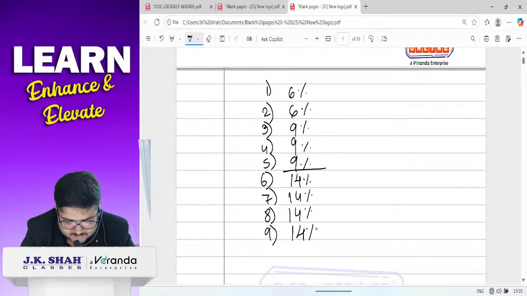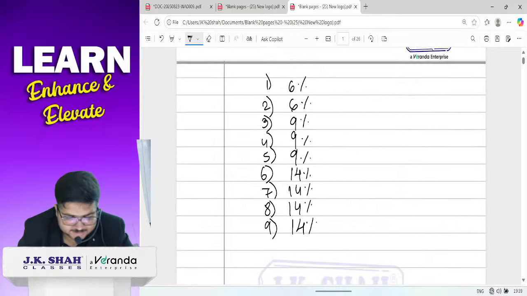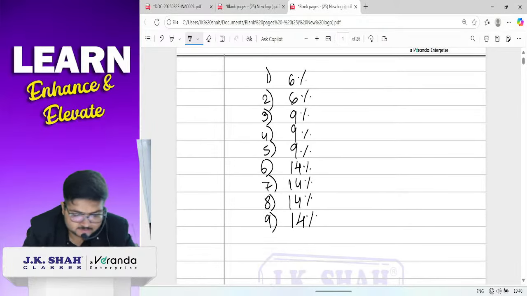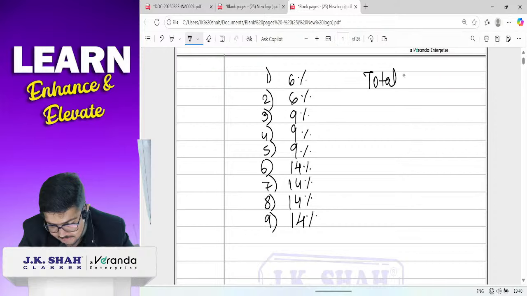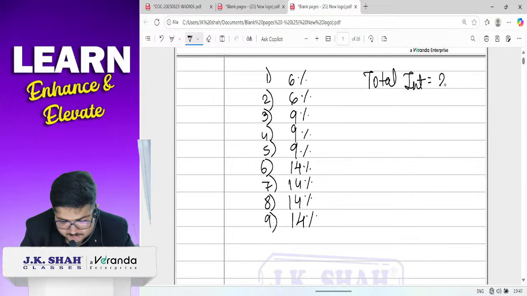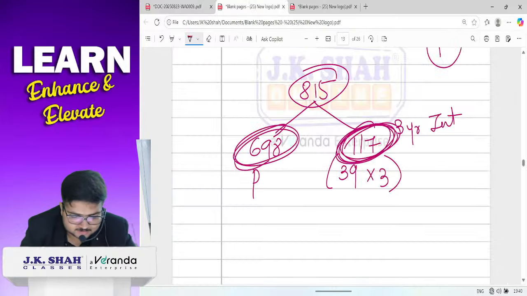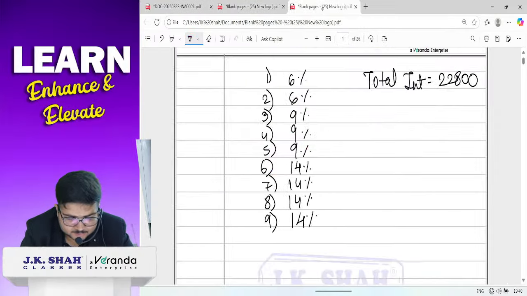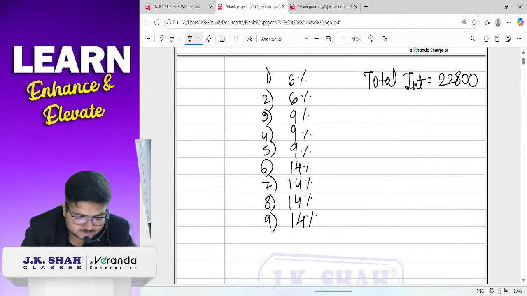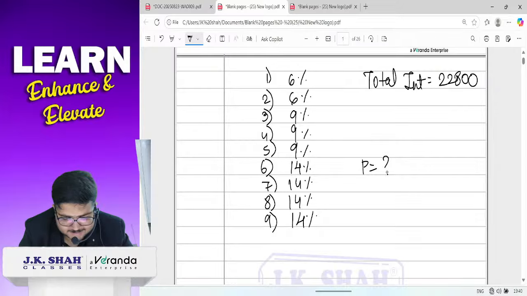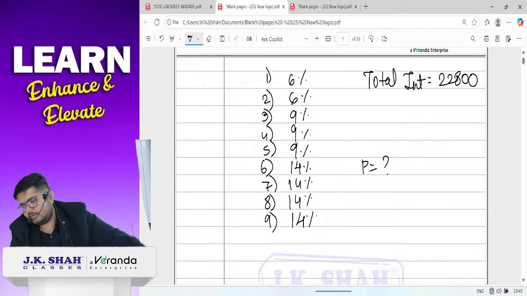Period beyond 5 years is this much. So now I got the rate of interest for all the years. Now the total interest that he pays is 22,800. This is the total money that he is going to pay, 22,800. Now find the total amount borrowed. Now you have to find the principal. Please pay attention here. This is a little bit complicated sum because the solution is going to be complicated.